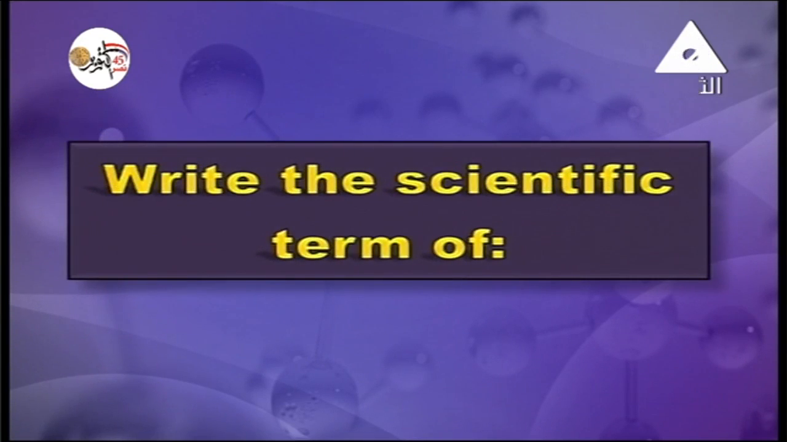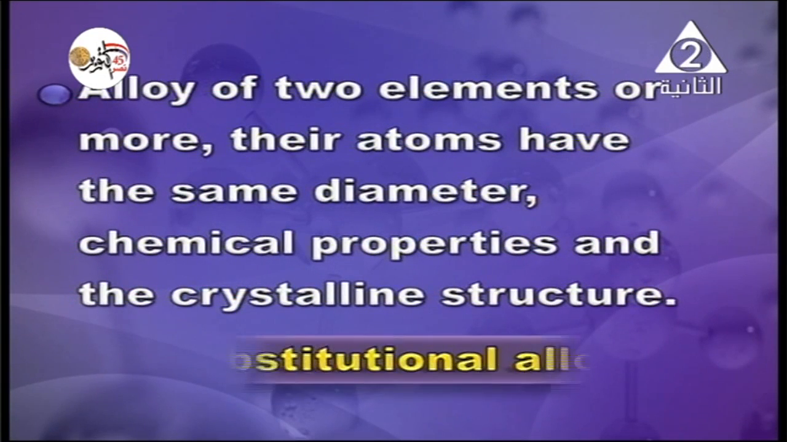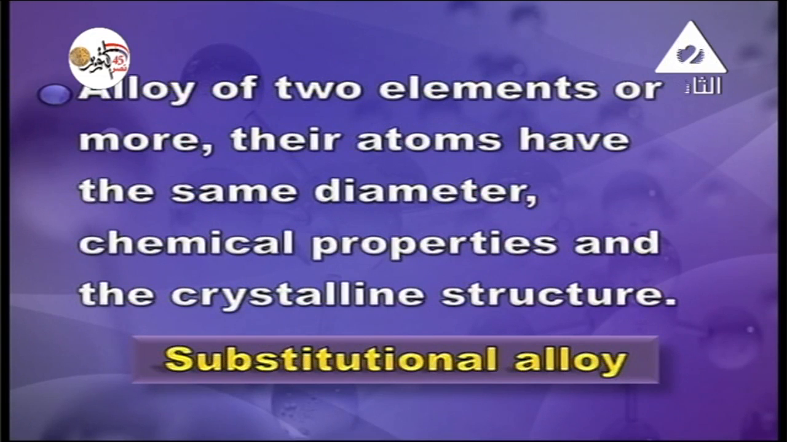Next type of questions. Write the scientific term for an alloy of two elements or more, whose atoms have the same diameter, chemical properties, and crystalline structure. Yes, the answer will be substitutional alloy.